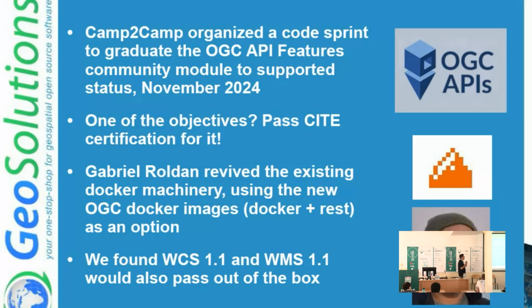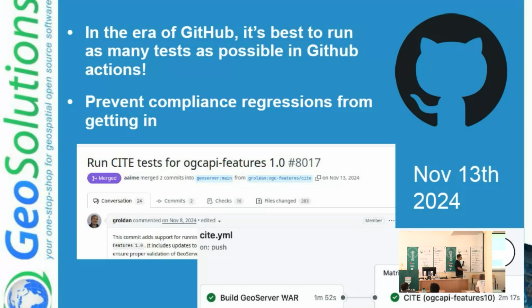Gabriel Roldan, working on that, revived the old Docker machinery that we did in 2021, made it possible to use the newer Docker images from OGC, which in the meantime evolved. And so he created a build to run OGC API features certification. And we also found out that just running WCS 1.1 and WMS 1.1, they were still compliant. And so, a pull request to run certification.